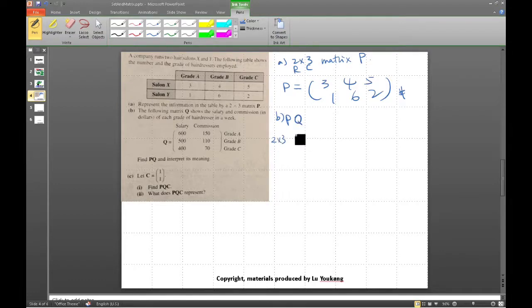Matrix P is a 2 times 3 matrix, and matrix Q is a 3 times 2 matrix. Therefore, the second term of matrix P is matched by the first term of matrix Q. Therefore, we get a 2 times 2 matrix as a result of this multiplication, and it's a valid multiplication. So let's draw out matrix P found in part A and matrix Q given by the question.